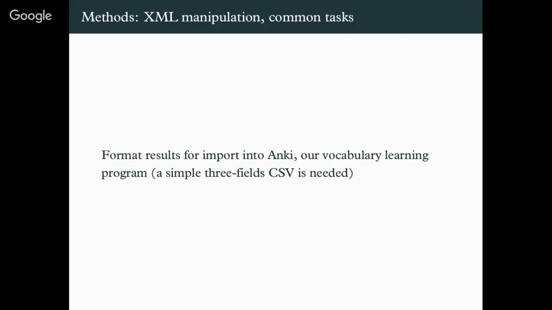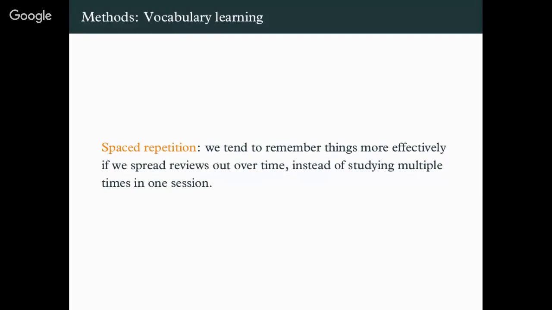So this is the second group. Linguistic annotation was the first group of methods. XML manipulation is the second. And now the third group is the methods for vocabulary learning.